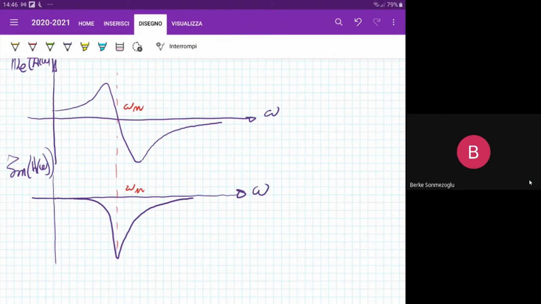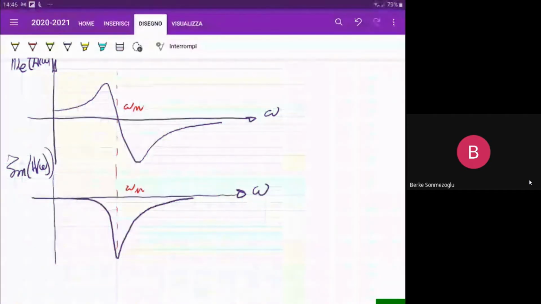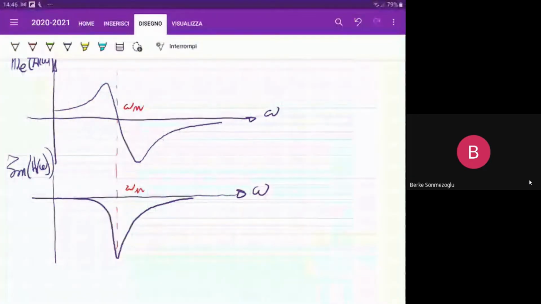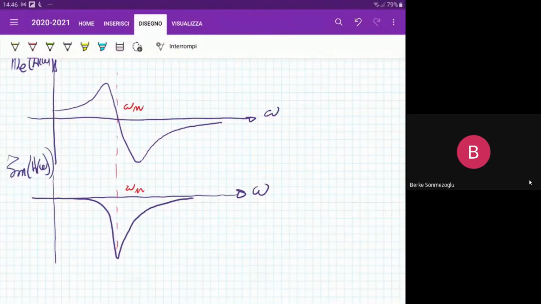Please note that the meaning of this response is the response to a unitary amplitude harmonic excitation, having a frequency of excitation equal to the actual value of omega.